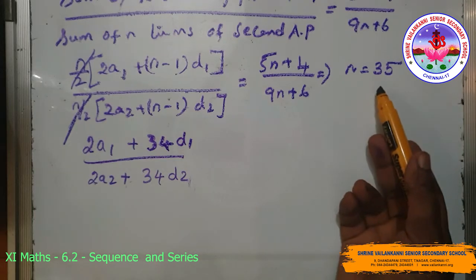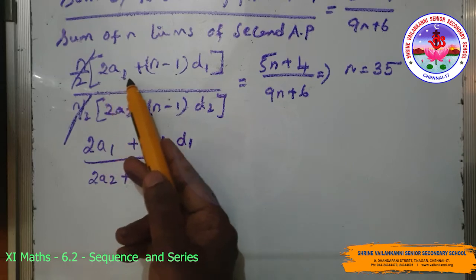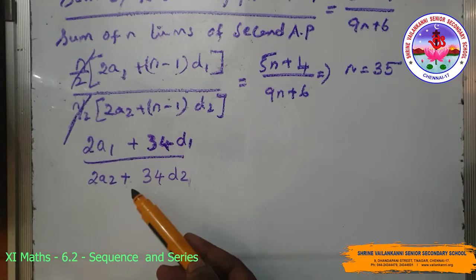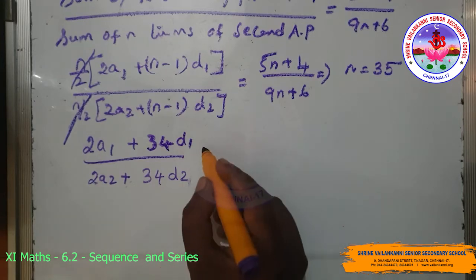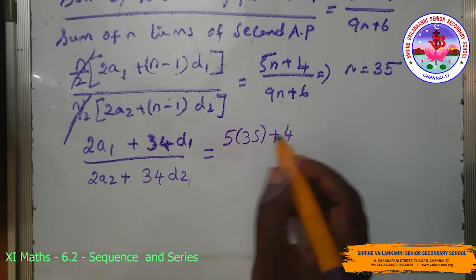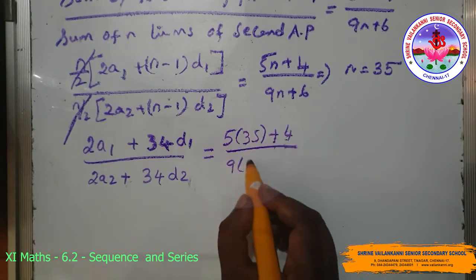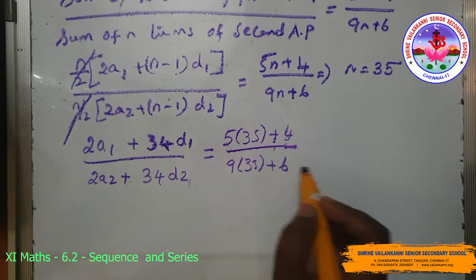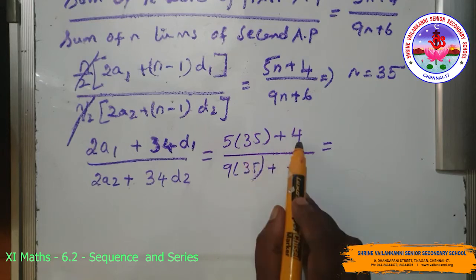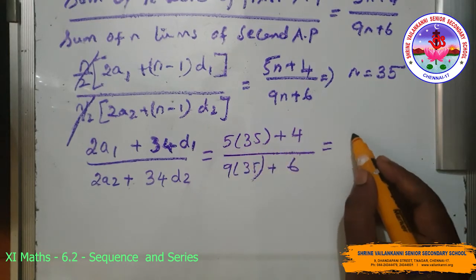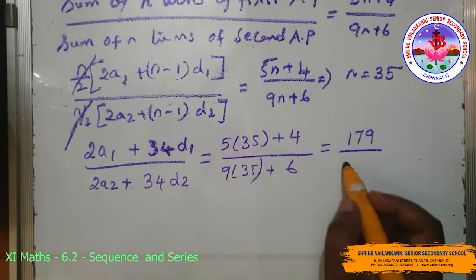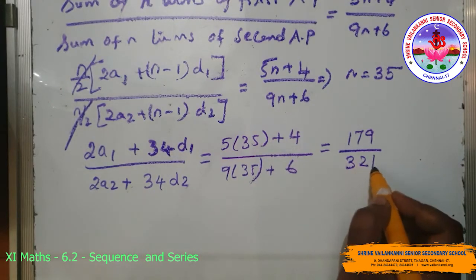Substituting n equal to 35 here. So 2 into a1 plus 35 minus 1 is 34 d1 whole by 2a2 plus 34 d2, which is equal to 5 into 35 plus 4 whole by 9 into 35 plus 6, which is equal to 175 plus 4, 179, by 315 plus 6, which is 321.